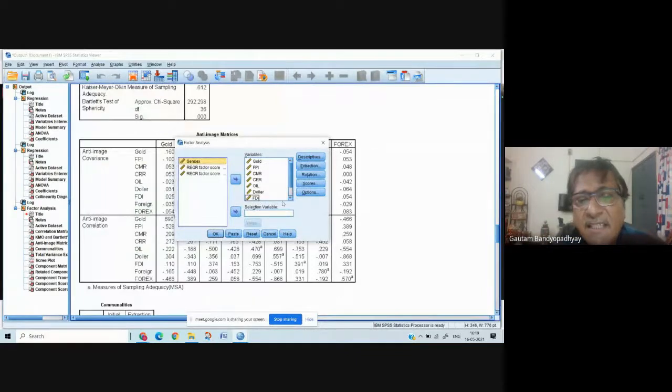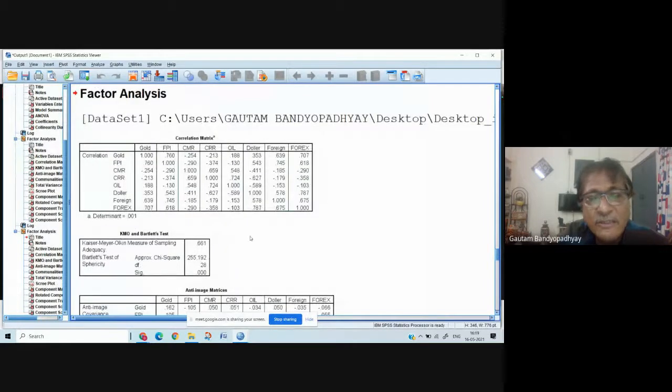So we can easily reduce FDI, and again. Instead of 9 variables, now we consider 8 variables. The value of the determinant is very small. Already I told you, it tends to 0. And this is the KMO, 0.661. This is the Bartlett test. Just check the p-value is less than 0.05. That is, H0 is rejected. When H0 is rejected, that means we go in favor of factor analysis.